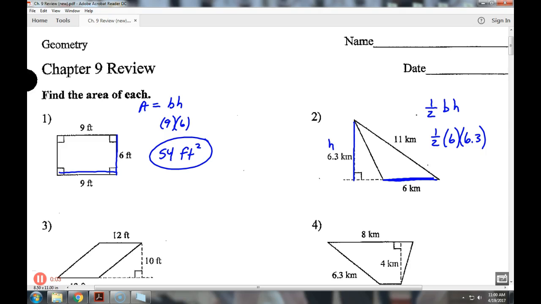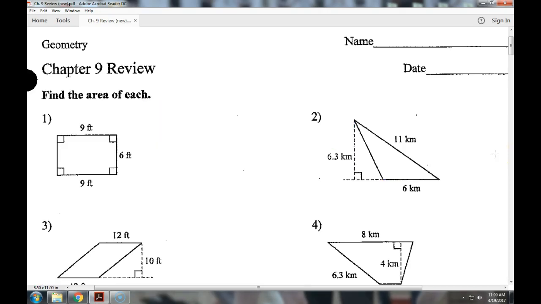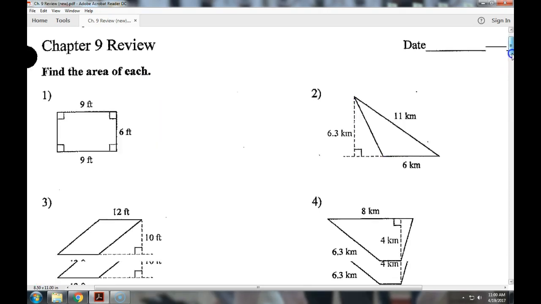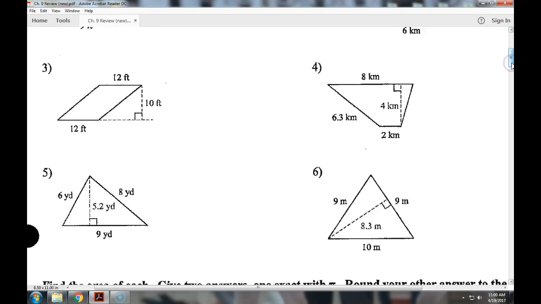Let me just double check. 3 times 6.3. Yep, 18.9 kilometers squared. Alright, moving on down. Let's knock out 3 and 4. See if I can get a few more on the screen at a time.